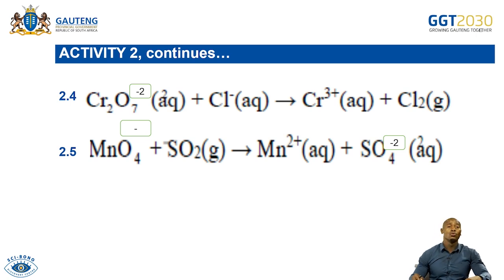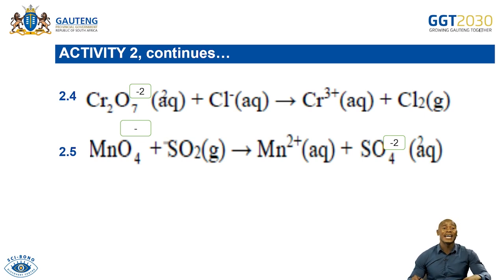Then the last two redox reactions, these are redox. You can see this transfer of electrons. Oxidation number changes, right? So there's a transfer of electrons. So these two, you can see they're a bit complicated compared to 2.1 to 2.3. So something must be done here.